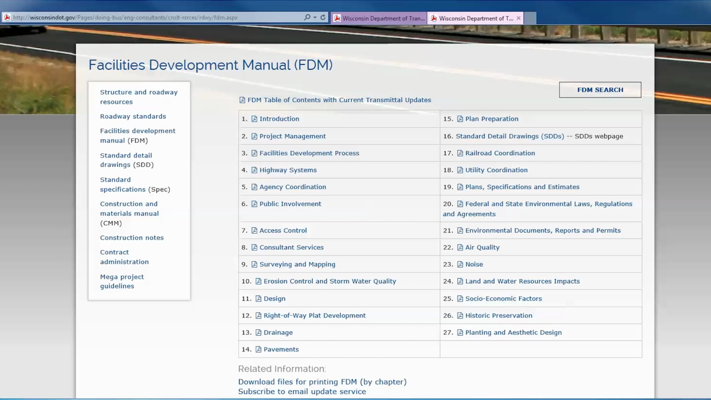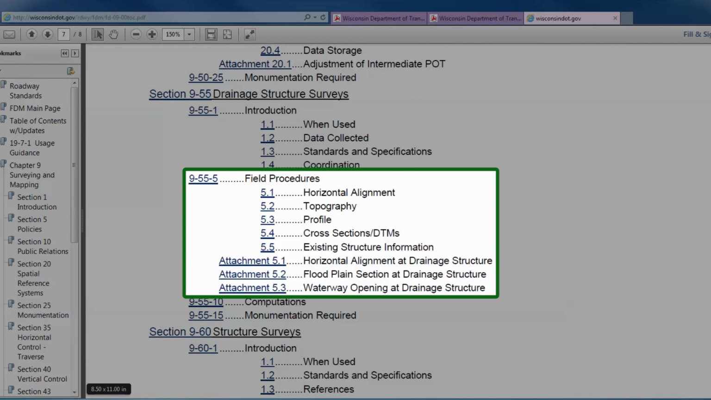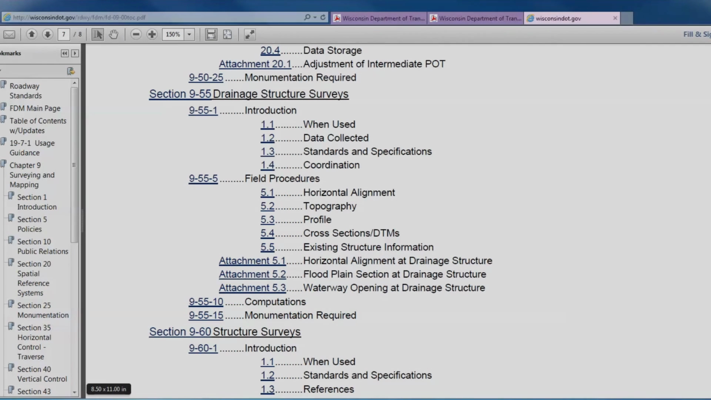WSDOT Facilities Development Manual, FDM, Sections 9-55-1, 9-55-5, 9-55-10, and 9-55-15 provide general information for drainage structure surveys. Applicable to all survey data collected, the same datum must be used for the subject, upstream and downstream structures when located within 1,500 feet of the project site.